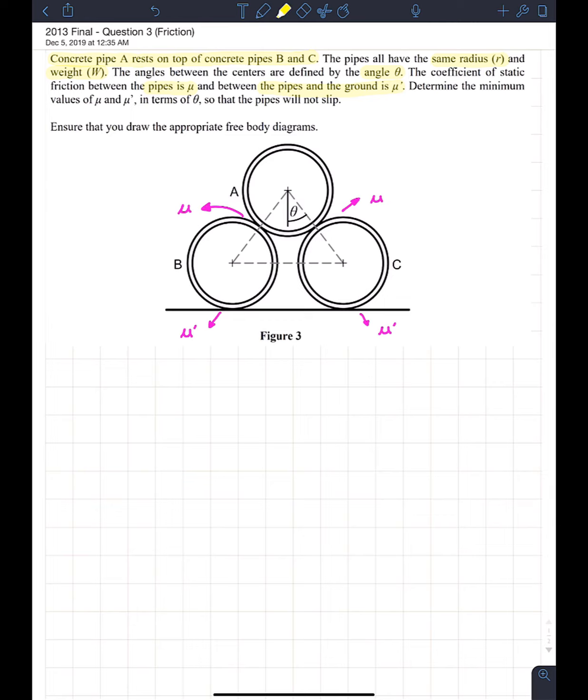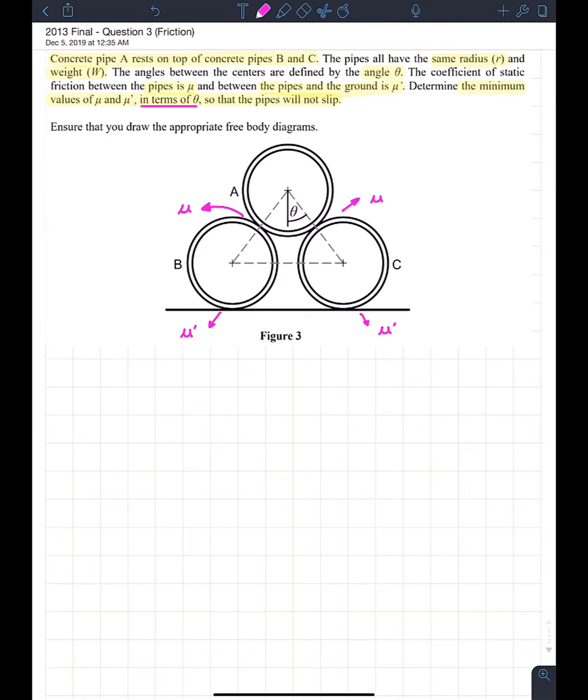And this is where things start to suck. It says determine the minimum values of U and U prime in terms of theta so that the pipes will not slip. So we need U and U prime only in terms of theta. And that in terms of theta really, really sucks. So that means that it can't have any friction in it, any normal force, any weight. Our final answer should be just in terms of theta.